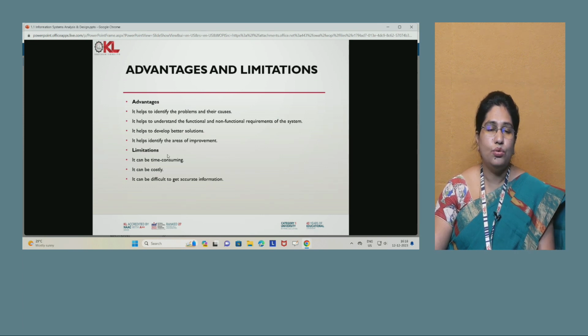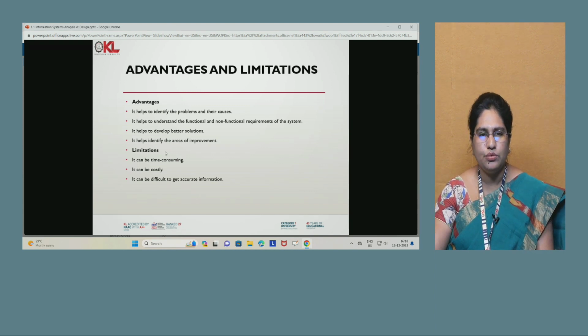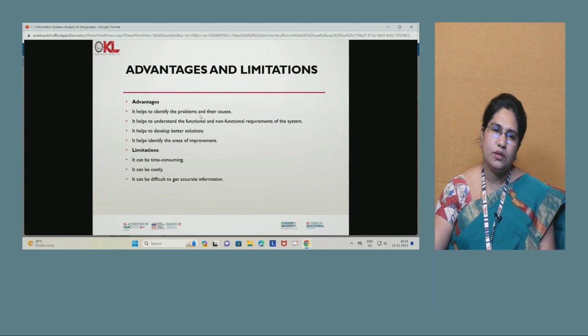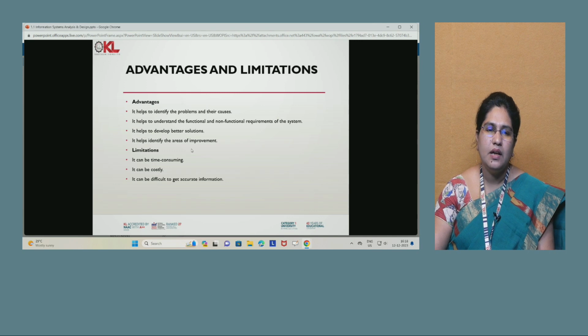Now we are going to discuss the disadvantages, or limitations or failures. It is time consuming: it takes a lot of time to find the problem and its causes and the functional requirements, and where we have to improve. Work that could be done in one day may take two days, so it takes much more time, then the cost also increases, and it is difficult to get accurate information.